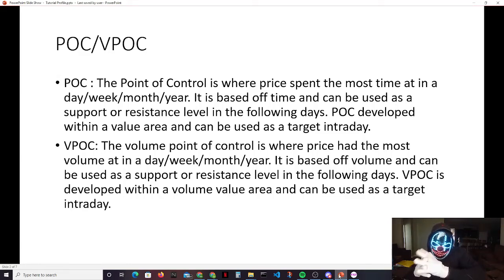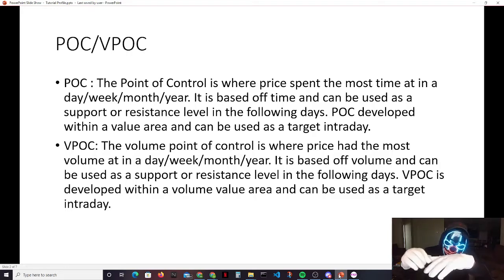This will be the third part in our video series going over market profile. This should be the last video, or at least specifically going over market profile in the video series. So let's go ahead and hop right into it. VPOC and POC.